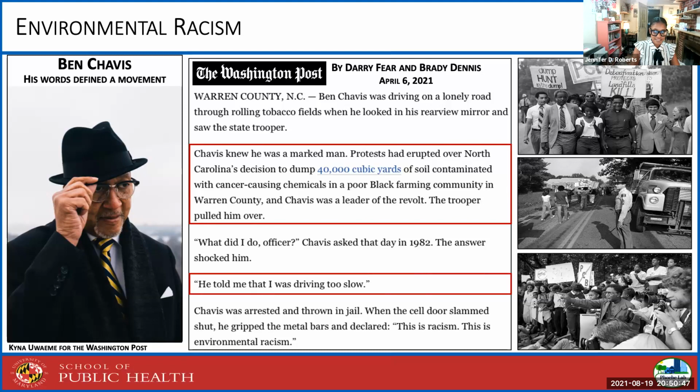And he expressed this level of racism. He stated, this is racism, this is environmental racism. But what's really interesting here is that he made this statement in the context of his work with the PCB protests. But him being pulled over while driving as a Black man in the South encompasses so many other forms of environmental racism.